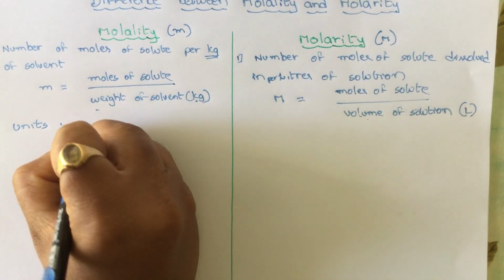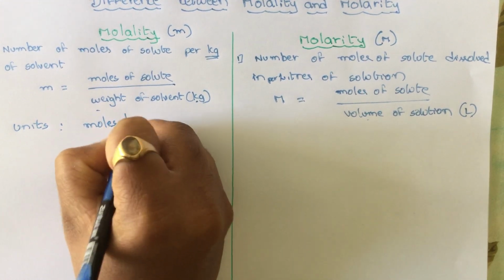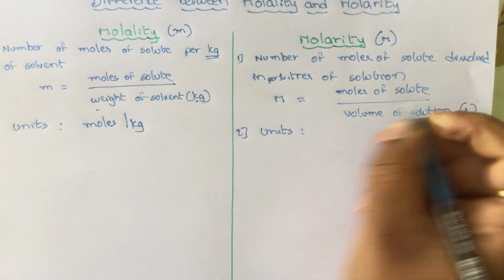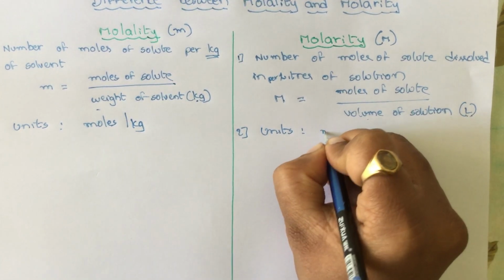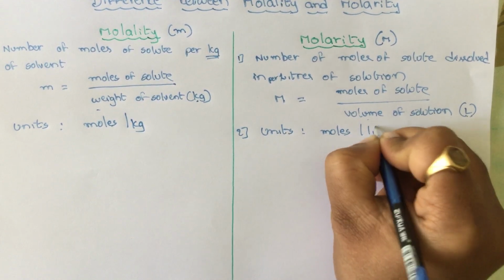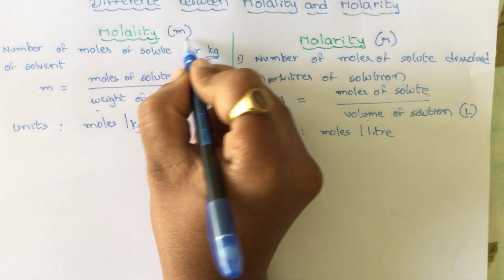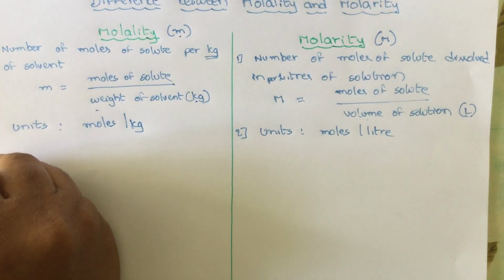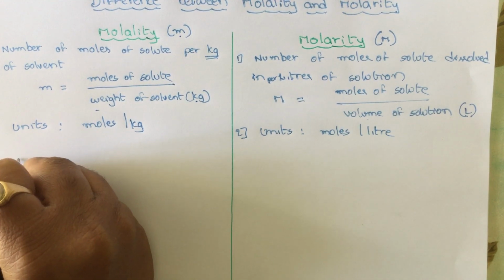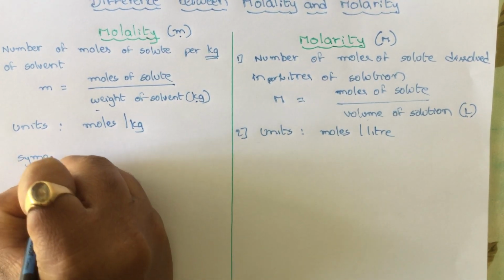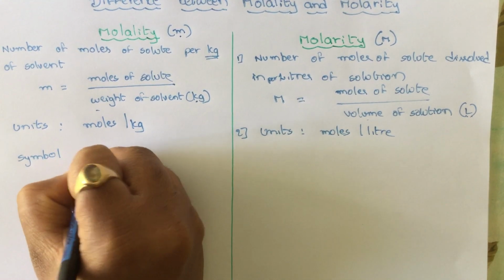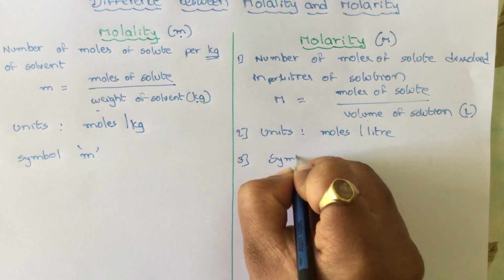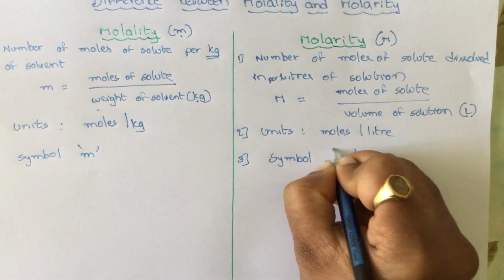So next thing, if you see here, the units for molality are moles per kg, number of moles per kg, whereas the units for molarity are, you can easily guess here, number of moles per liter. Okay, moles per liter of the solution. And here I already told you another difference. It is indicated with small m for molality, and here the symbol we use is capital M for molarity.